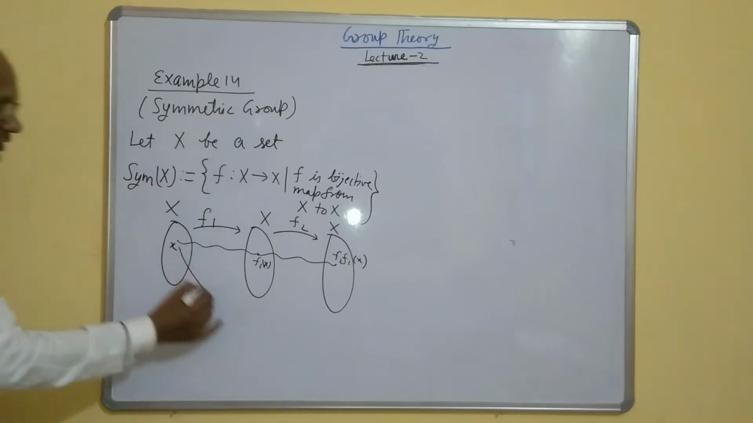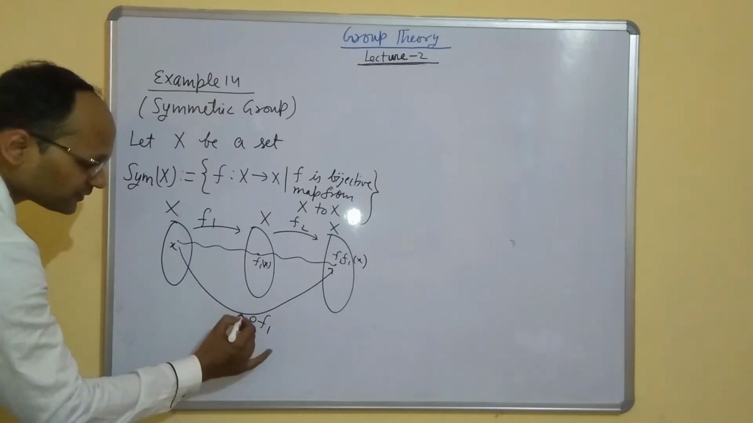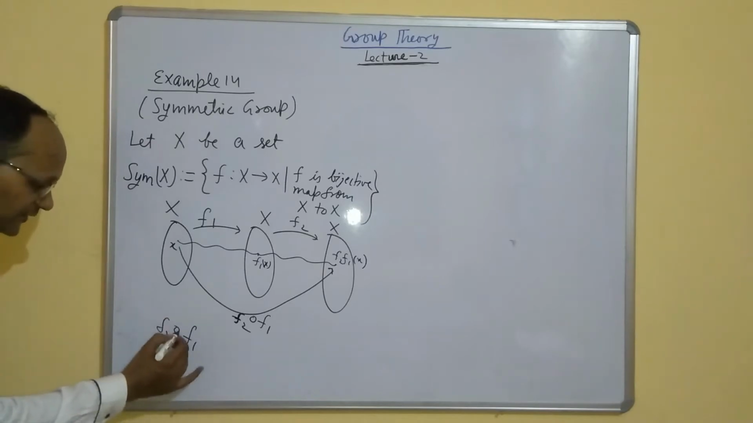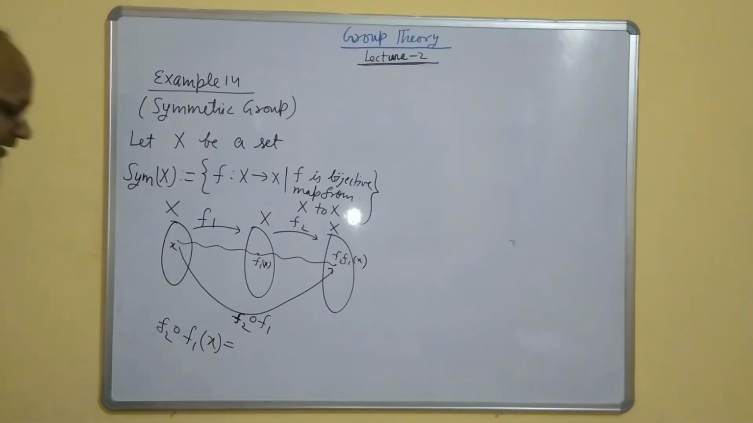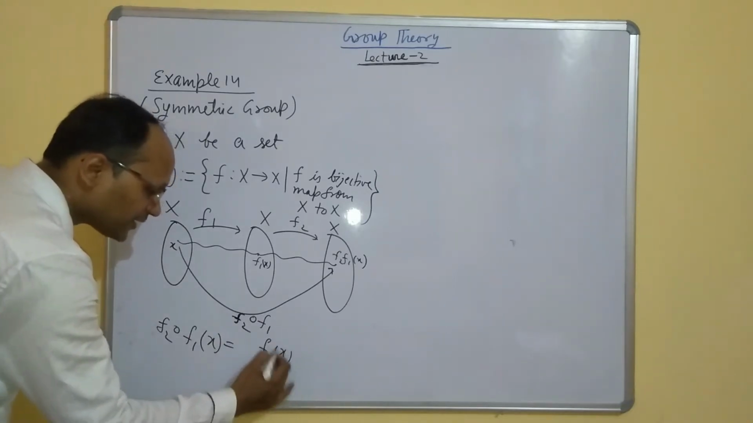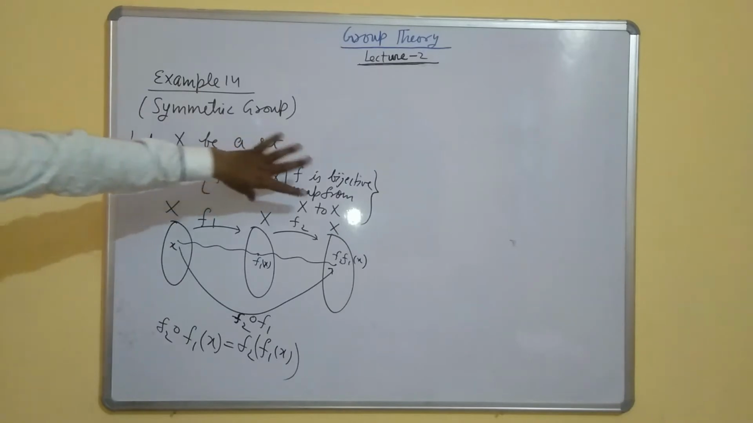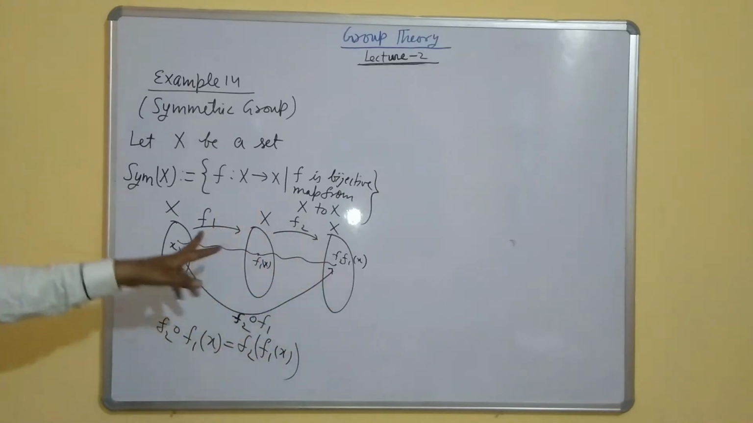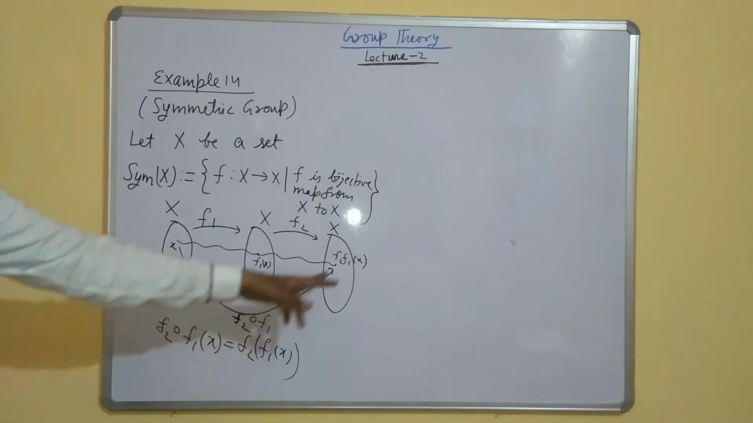So going from here to here is called the composition of map, and this is denoted as f1 composed with f2, which is a new map. If I apply it on x, then it will give us f2(f1(x)). And this is the composition of map. And you can see that if f1 is a map from X to X and f2 is a map from X to X, then f1 composed with f2 is a map from X to X. And because f1 is bijective and f2 is bijective, f1 composed with f2 will again be bijective.